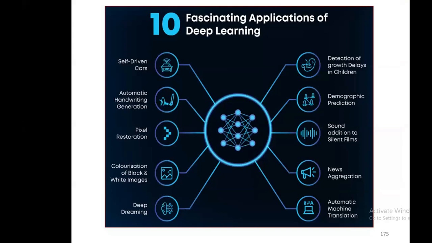Self-driving cars, especially deep dreaming, automatic machine translation, news aggregation, sound addition to silent films, demographic prediction, pixel restoration, automatic handwriting generation, detection of growth delays in children. These are the top 10 fascinating applications of deep learning. My dear friends, keep in mind and ask doubts at the last.